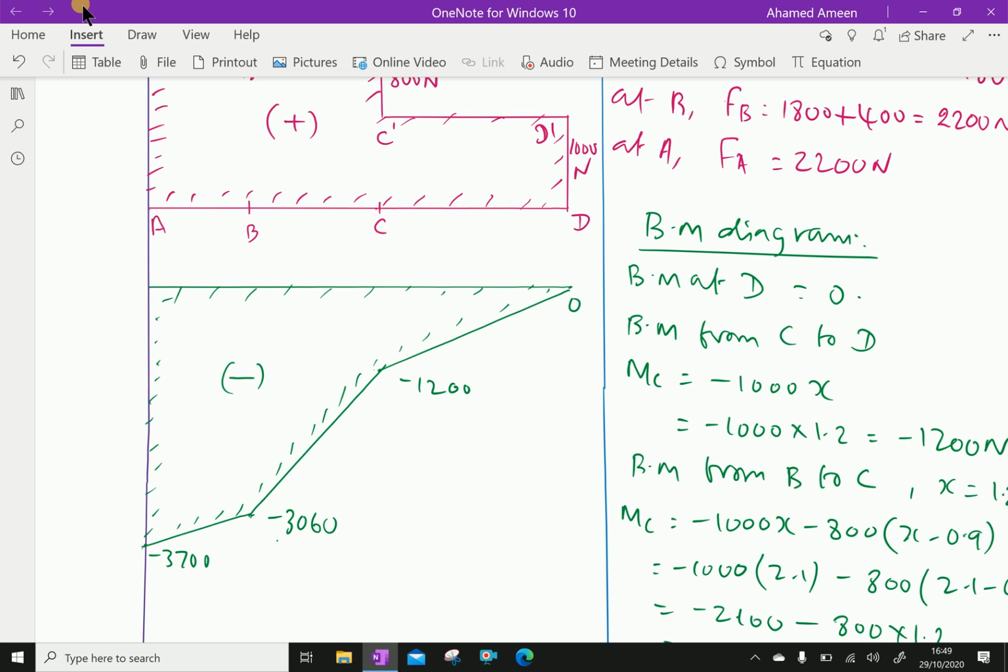Now we'll put the points. This is point D, this is point C, point B, point A. This is a common baseline. This is the baseline for shear force and this is the baseline for bending moment. We have done.